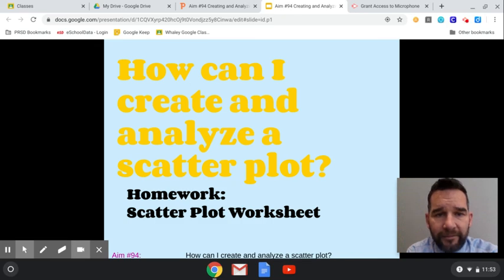Hey, eighth graders, welcome back to the second lesson in our new unit on statistics. Yesterday we talked about what a scatter plot is, and we talked about what correlations are and how to describe a correlation. Today, we're going to walk through the steps of actually creating our own scatter plot by hand.